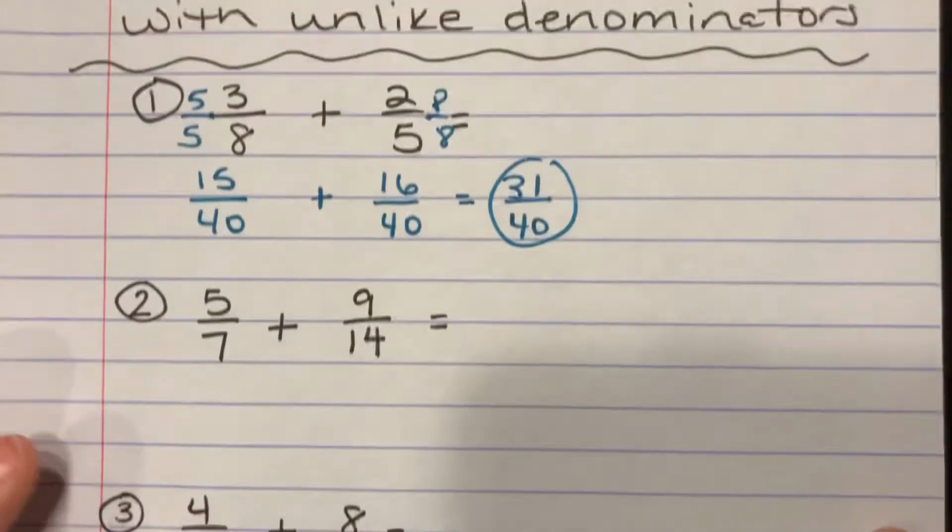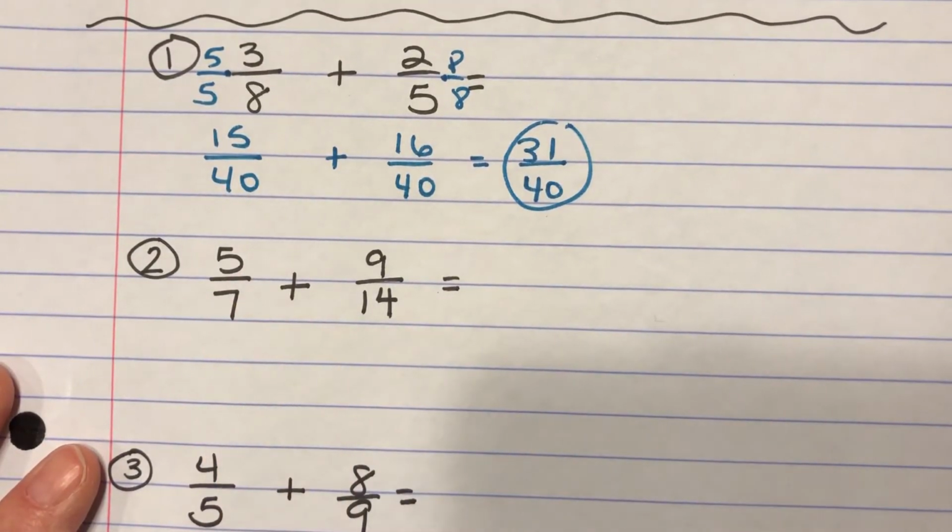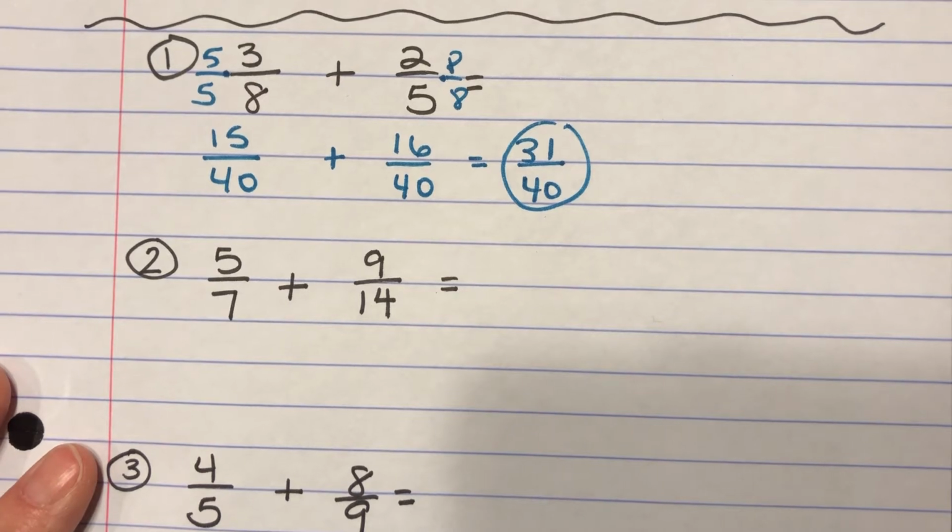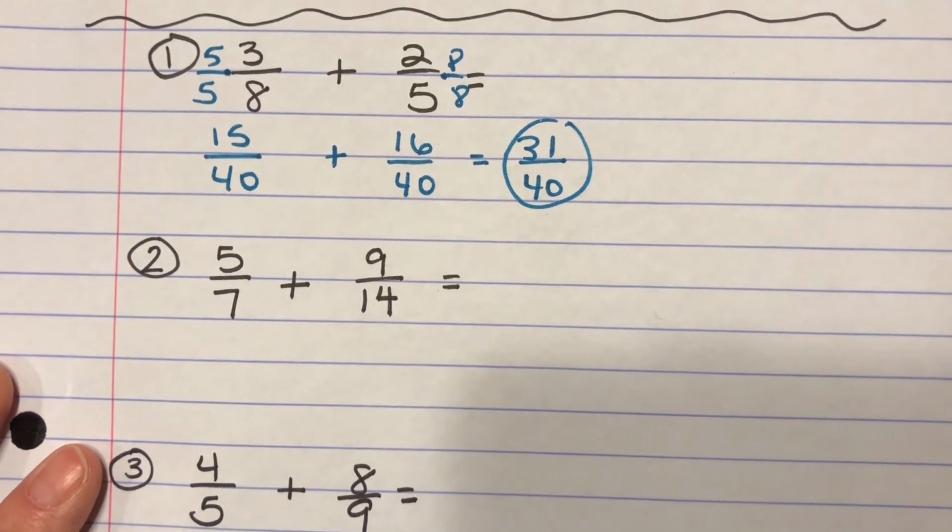All right, erase. Now I want you to write down 5/7 plus 9/14. Same process, go ahead and pause and press play when you're ready.